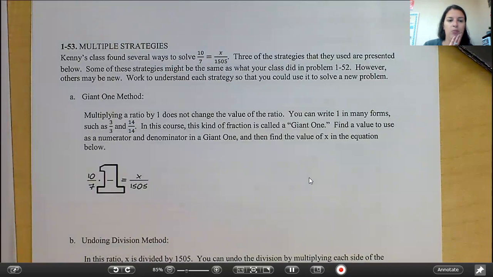Part A, giant 1 method. Multiplying a ratio by 1 does not change the value of the ratio. You can write 1 in many forms, such as 3/3 and 14/14. In this course, this kind of fraction is called a giant 1. Find the value to use as the numerator and denominator in the giant 1, and then find the value of x in the equation below. So go ahead and try to just find the value that's going to go in the giant 1.